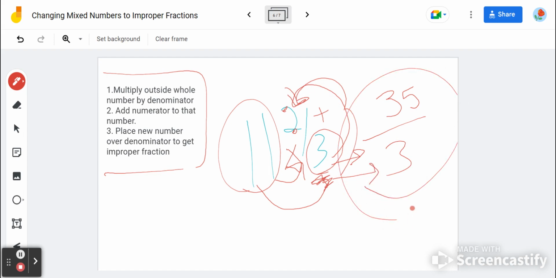And to double check this, if we did 35 divided by 3, it would be 11 whole, which would be my whole number, but I would have 2 left over. So 2/3 would be my new fraction.